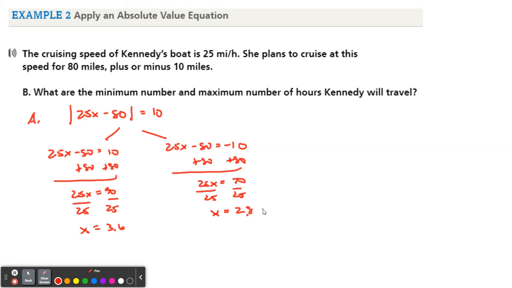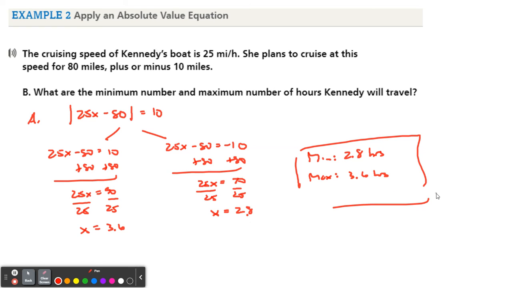So here are the hours traveled. And again, one is downstream, one is upstream, that kind of thing. So our minimum amount would be 2.8 hours, and our maximum amount would be 3.6 hours. And there you go. Okay, all right, so this is video 1. We'll stop. Video 2, we'll get into more inequalities.